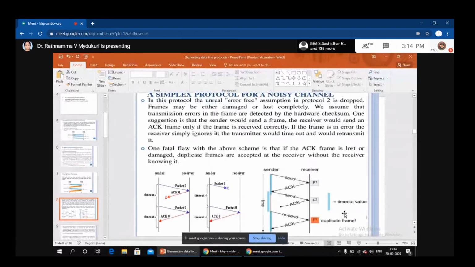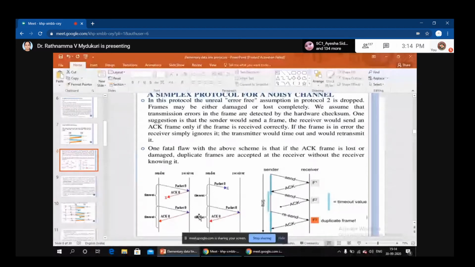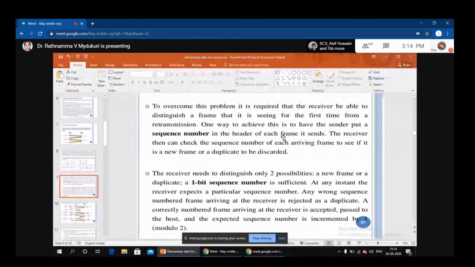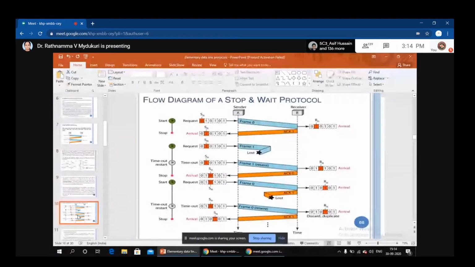Is going to be neglected. Okay, so this mechanism is going to be followed in this simplex protocol for a noisy channel. Now coming to this particular thing, how are you going to overcome this problem? The first problem is overcome with the help of sequence numbers. So like this, we have a mechanism of sliding window, that is elementary data link protocols.